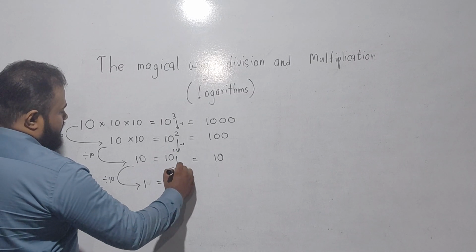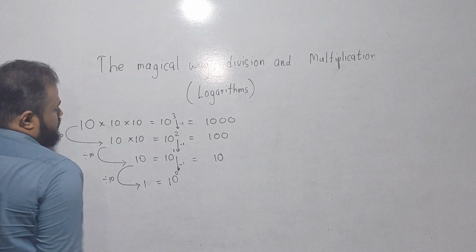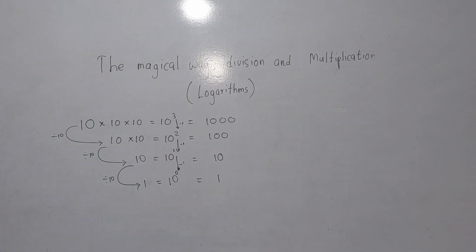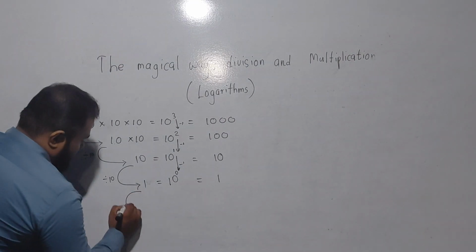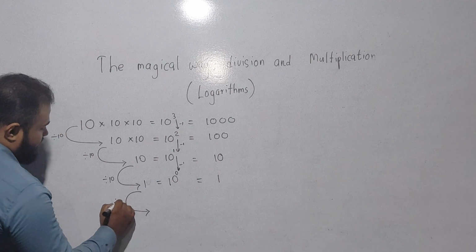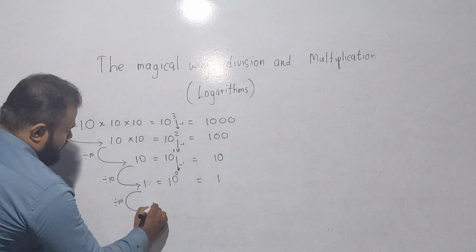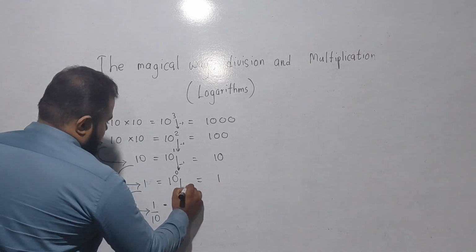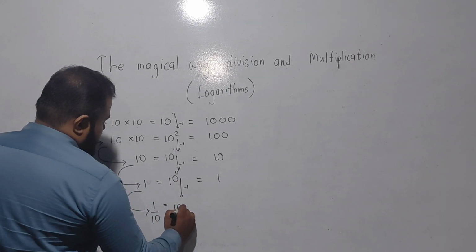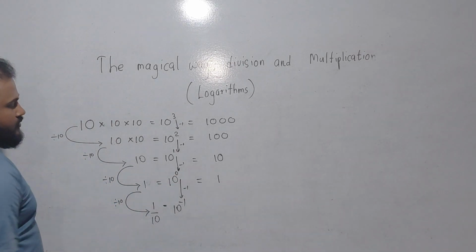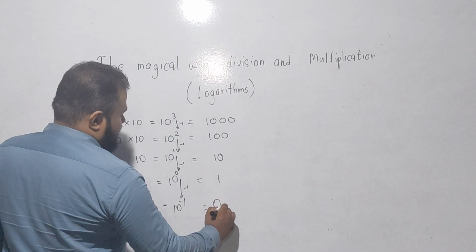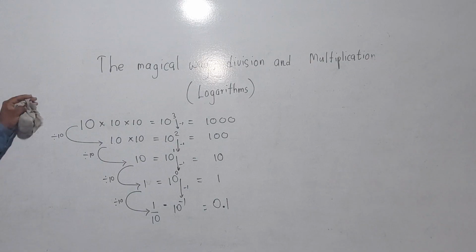Then it gives you 1 minus 1, 10 to the power 0. So, we know 10 to the power 0 is 1. If we divide again by 10, that will give you 1 over 10. If we subtract 1 from here, it will give you 10 to the power minus 1. It's equal to 1 divided by 10, which means 0.1. Like that, we know the powers of 10.